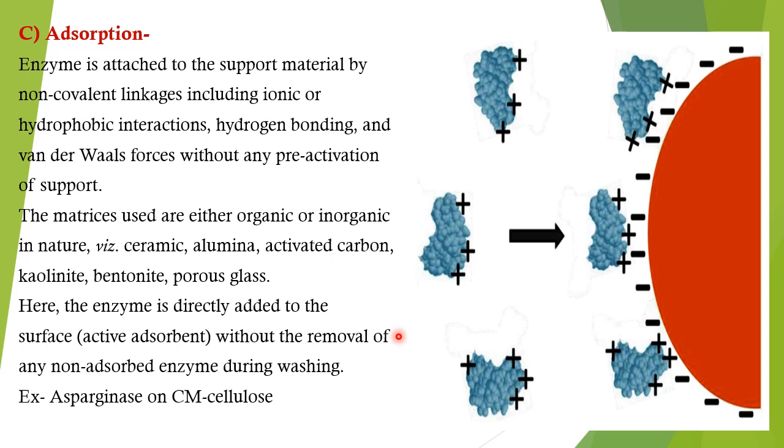Hence, the enzyme is directly added to the surface active adsorbent, without the removal of any non-adsorbed enzyme during washing. An example of this method is asparaginase on the CM cellulose surface. This way the immobilization is done for this particular enzyme.